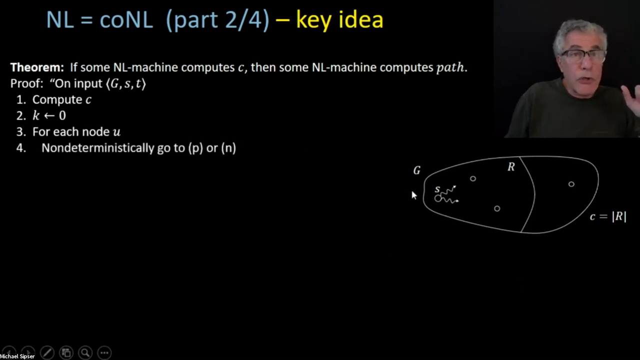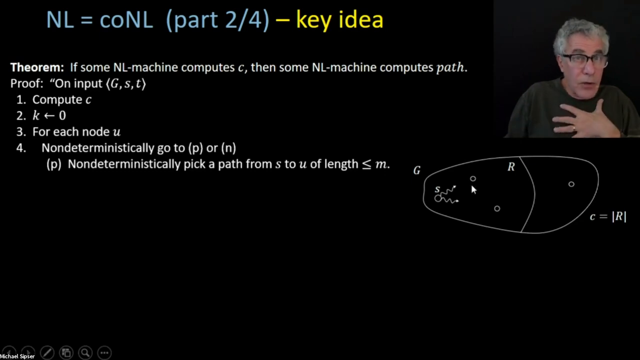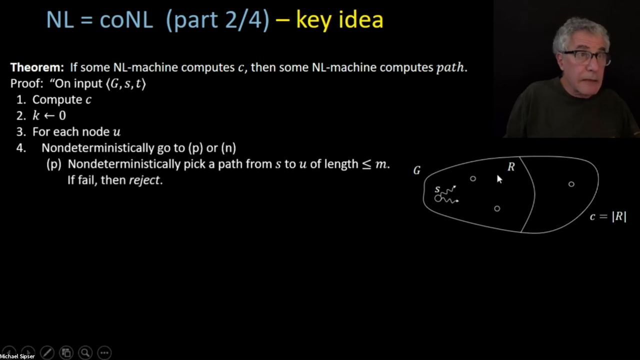So we're going to go through each node U one by one. We're going to guess for each node whether there's a path to it or not. So I'm going to call it either P or N. Again, think about my 100 nodes. I'm going to be guessing all 100 nodes. I'm going to non-deterministically pick a path from that node that I guessed is reachable. So if I guess there is a path, I'm going to confirm there's a path by non-deterministically picking it.